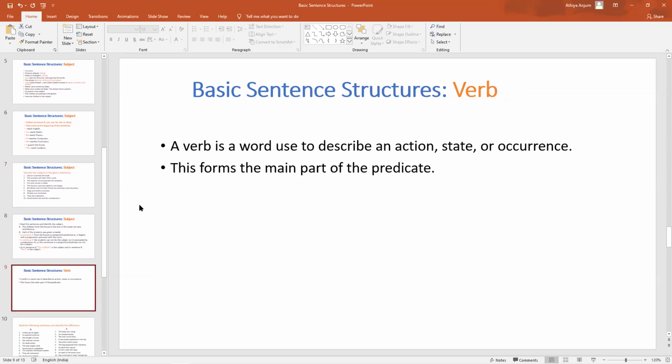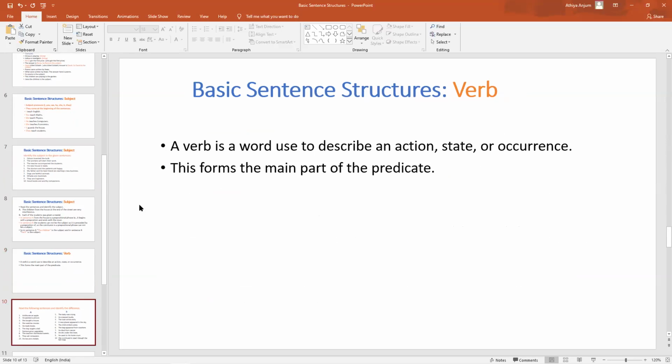Write down 10 sentences in SV pattern, 10 more sentences in SVO pattern.